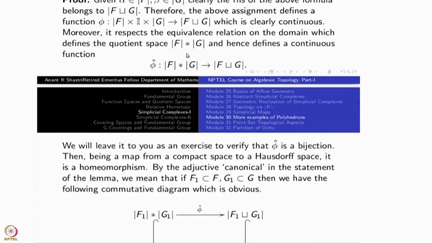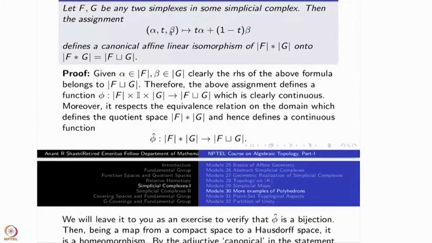Take alpha prime, beta prime, and take this formula. Suppose phi of here itself is equal to phi of some alpha prime, t prime, beta prime. Then show that they are equivalent, so that the two points are equivalent. That will give you injection here. Injectivity is here.